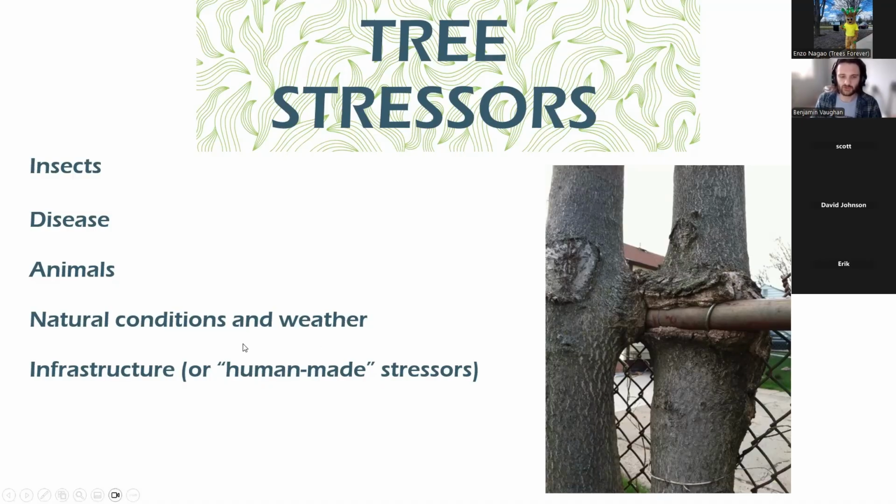And there's also infrastructure and man-made human stressors. This is a really clear example of basically cutting off the circulation of half of either of these trunks. But there's also concrete everywhere, preventing water from getting in the ground, compaction from vehicles, people walking, and all kinds of human-made stressors. And we're going to go over some of those later here.